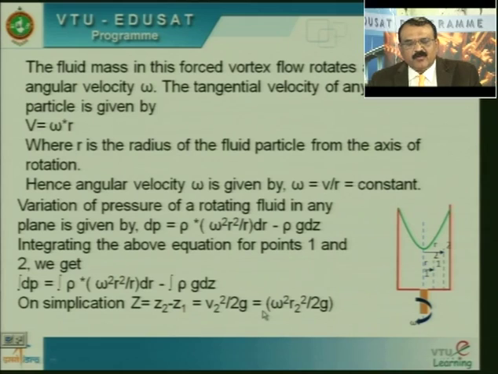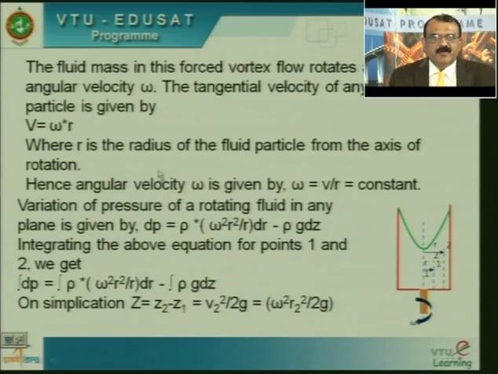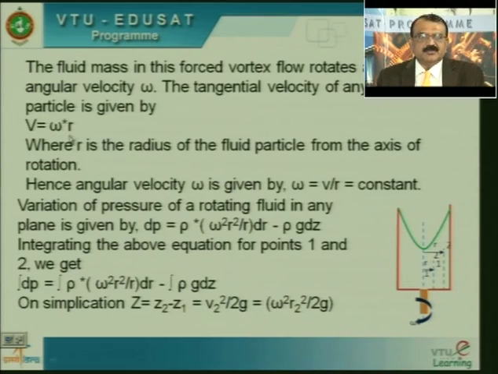Now what are the types of problems we are going to solve on this forced vortex flow? We need this equation, that is V2 square by 2g is equal to omega square R2 square divided by 2g. Is it clear? So what I said, you need to remember this relation between tangential velocity and angular velocity. Tangential velocity is equal to angular velocity into R. So from this, find the equation for angular velocity. Angular velocity is equal to tangential velocity divided by R, that is equal to constant.